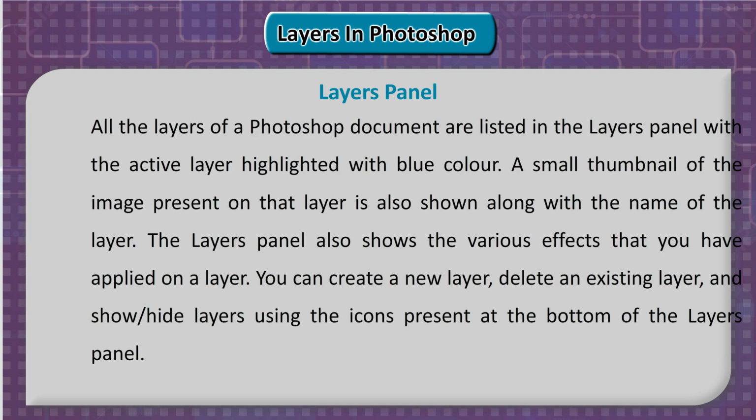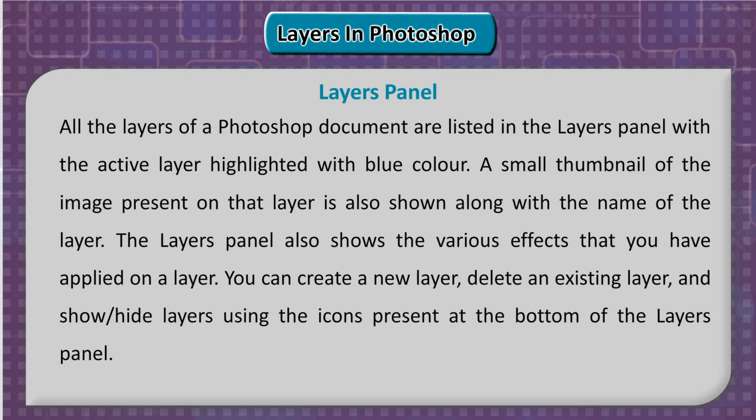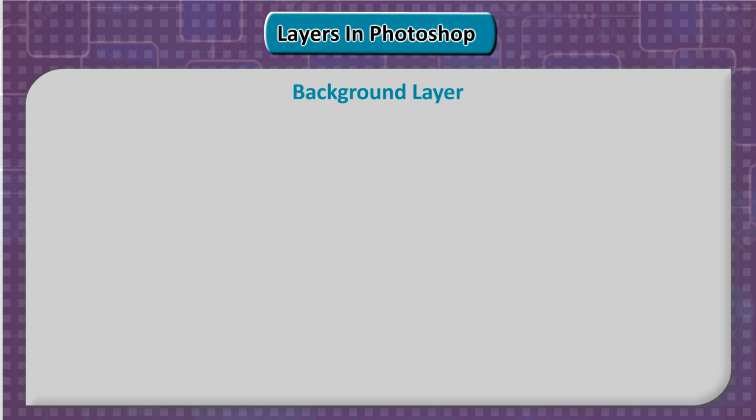Layers panel. All the layers of a Photoshop document are listed in the Layers panel with the active layer highlighted in blue. A small thumbnail of the image present on that layer is also shown along with the name of the layer. The Layers panel also shows the various effects that you have applied on a layer. You can create a new layer, delete an existing layer, and show or hide layers using the icons present at the bottom of the Layers panel. Background layer.